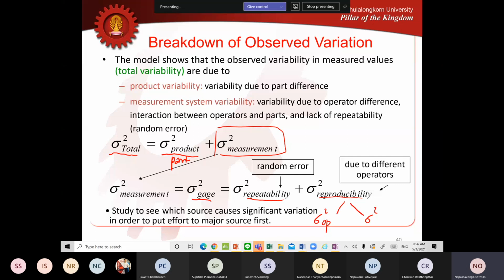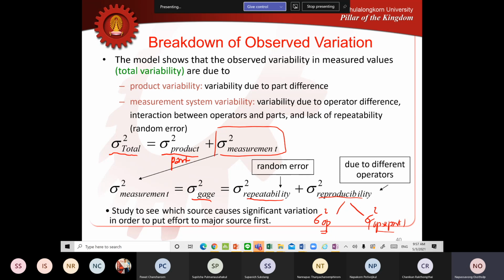of the operators and the part. So reproducibility is the sum of 2 things regarding the operators, the interaction and the main effect. And come back to this point.